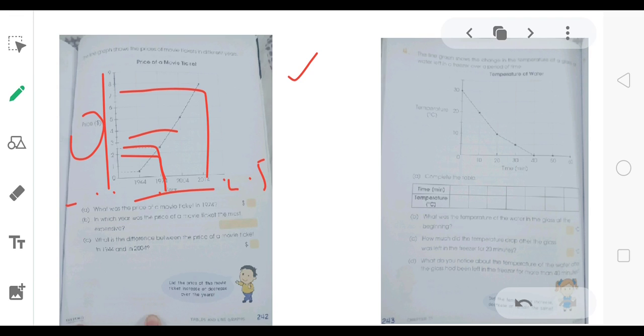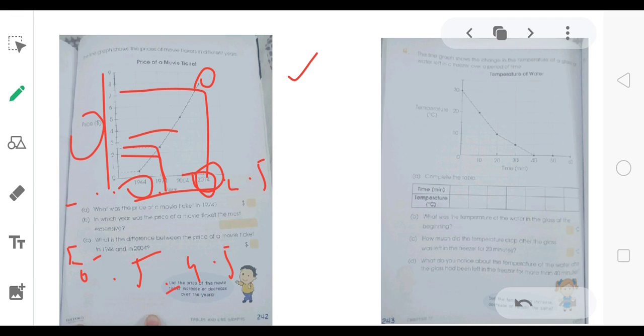Now come to the next question, part B. In which year was the price of a movie ticket the most expensive? Meaning where does it go highest? In this point. But in which year? This one, 2014. Now the last question, what is the difference between the prices of a movie ticket in 1944 and 2004? In 1944 it is 0.5 and in 2004 it is 5. So how can you find the difference? You can do like this, 5 minus 0.5 is equal to 4.5. Is it clear?